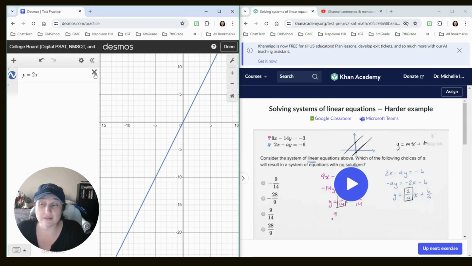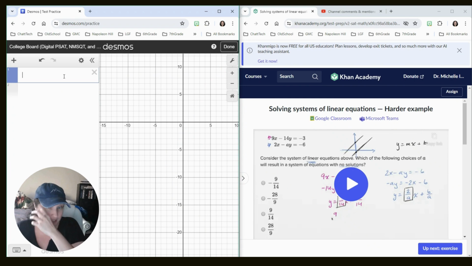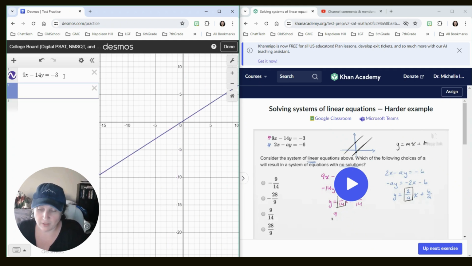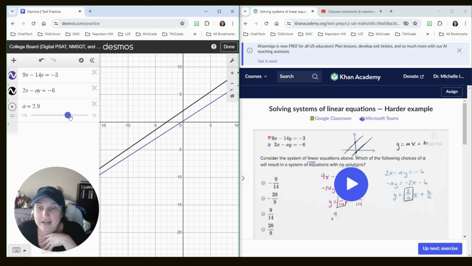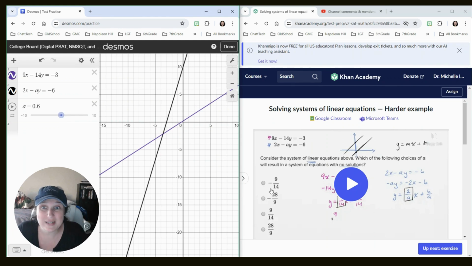Ooh, this is a little bit harder. This is a good upper 600 level question. But if you have Desmos, it's crazy easy. Look what happens. 9x minus 14y equals negative 3. 2x minus ay equals negative 6. Do I want a slider? Yes. Now it wants me to do something where it has no solutions. So could I technically move the slider until I see no solutions? Yeah, but why bother when they give me multiple choice answers?